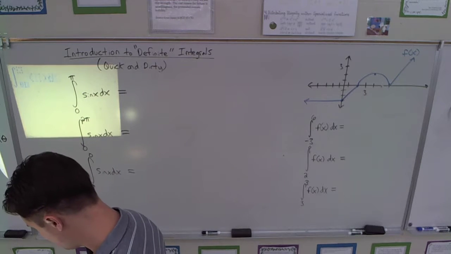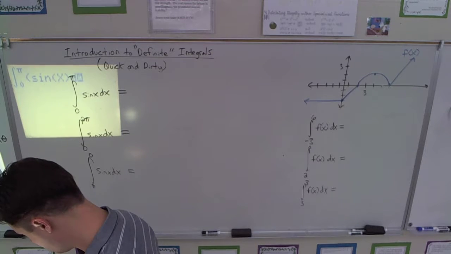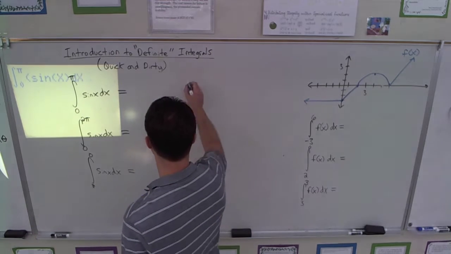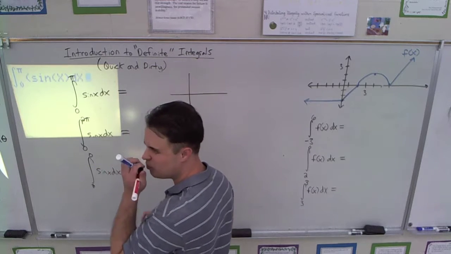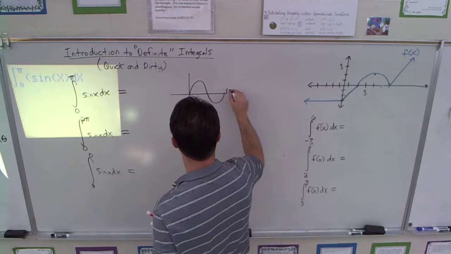So we're going to do these numerically. We'll go 0 to pi on the sine of x dx. Now I'm also going to think about the picture still. Even though the picture is not really going to help me, it is going to help me understand what's going on here. So sine of x, you guys know, looks like this, right?